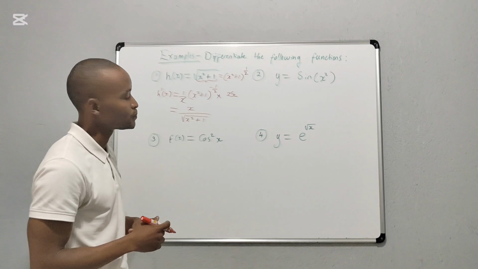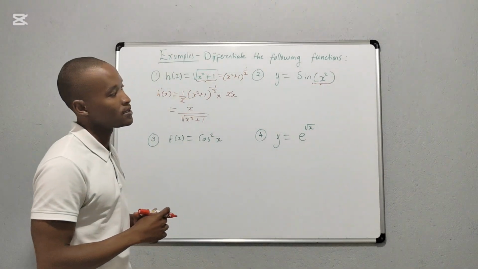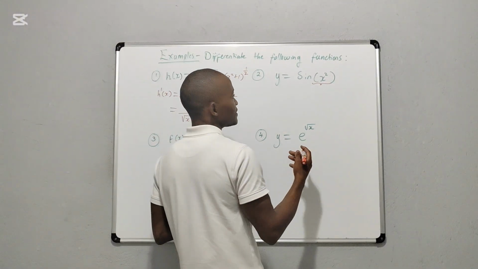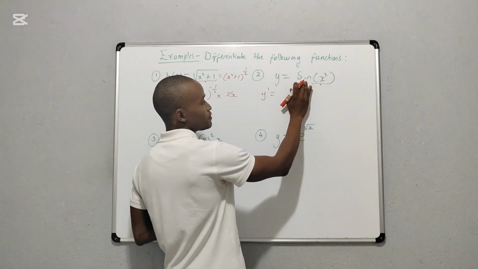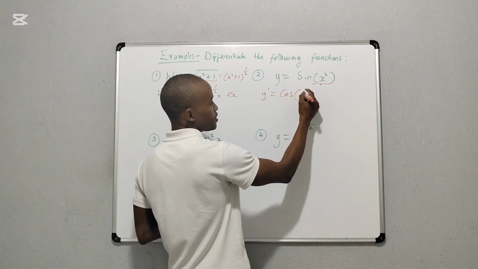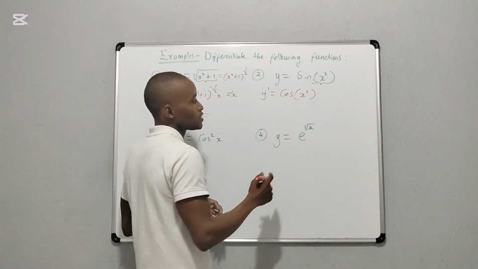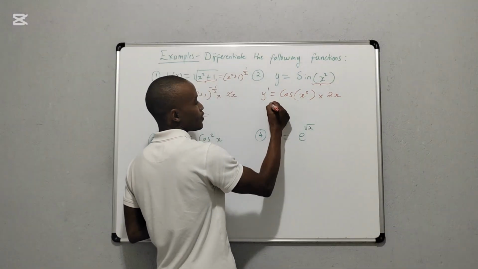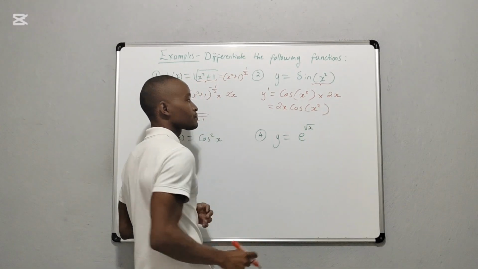Let's look at number 2. Our inner function is very obvious to see that it is x squared, right? What is our outer function? It is sine, right? So what is our y prime? Y prime, the derivative of sine x is cos x. So this will be cos. You leave your inner function as it is. You multiply by the derivative of the inner function, which is now 2x. So y prime will be 2x cos of x squared.